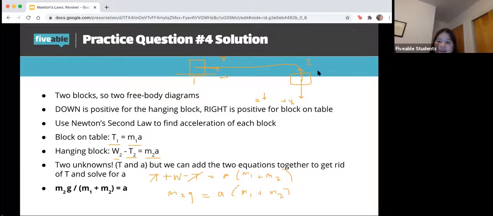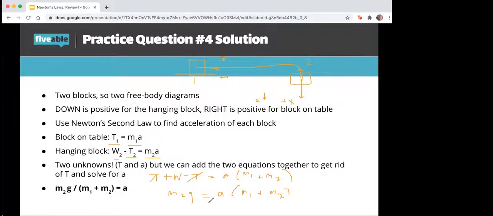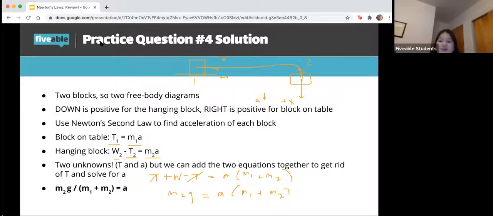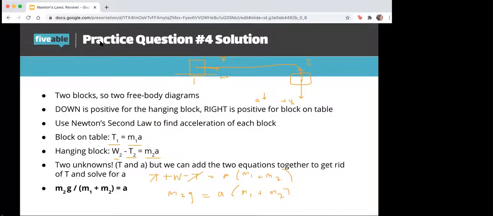Yeah, go ahead. So two questions. One is, what do W and T stand for? And two is, the masses weren't given, right? Yes, good question. Masses were definitely not given. So how would you calculate that?